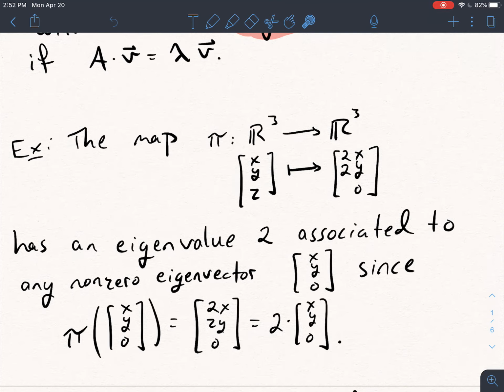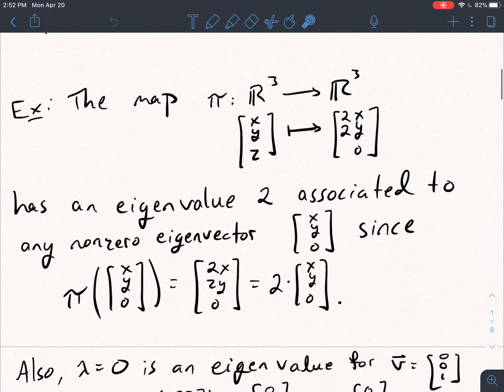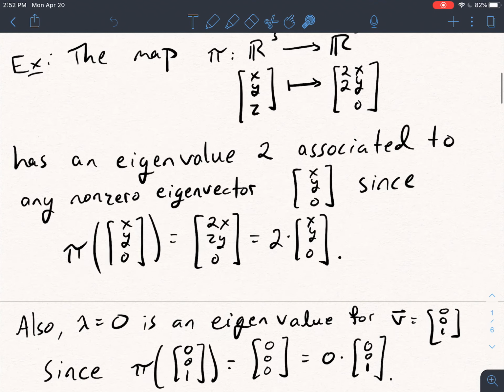In a lot of situations, you'll want to just pick one specific eigenvector associated to an eigenvalue. Sometimes you're actually interested in the entire set of eigenvalues, and it's useful to be able to find those. We'll talk about how to find those later on in this section. But anyway, that's not the only eigenvalue for this map.